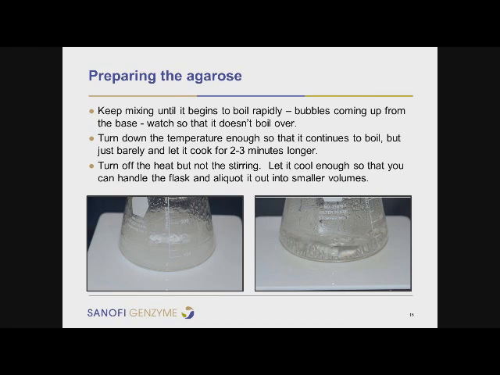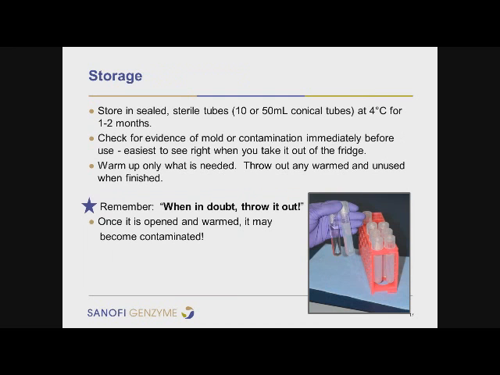I'll turn off the heat, but I leave the stirring on. I want to let it cool enough that I can handle the flask and aliquot it out into smaller volumes. Those smaller volumes will get stored in sterile sealed tubes. I usually do 10 or 15 ml conical tubes.